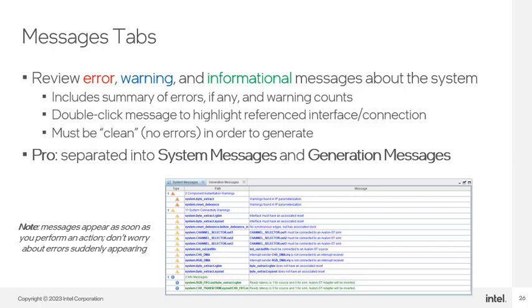Double-click a message to highlight the item in the system that the message is referring to. Error messages in red must be reviewed and fixed before the system can be generated. While the system can be successfully generated with warnings, it's a good idea to review the blue warning messages to make sure they will not cause any issues in your completed design.